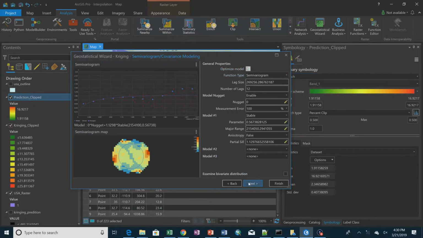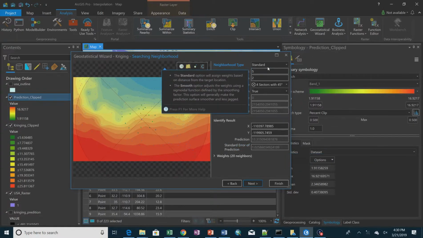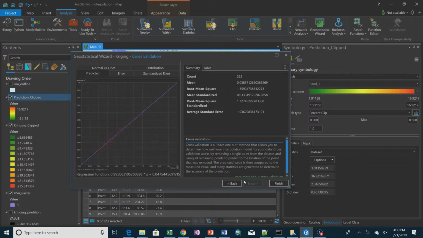I'm going to hit next. And here I can choose whether or not I want my neighborhood type to be smooth or standard. In other words, the points that I'm considering around me. I'm just going to leave the defaults again.